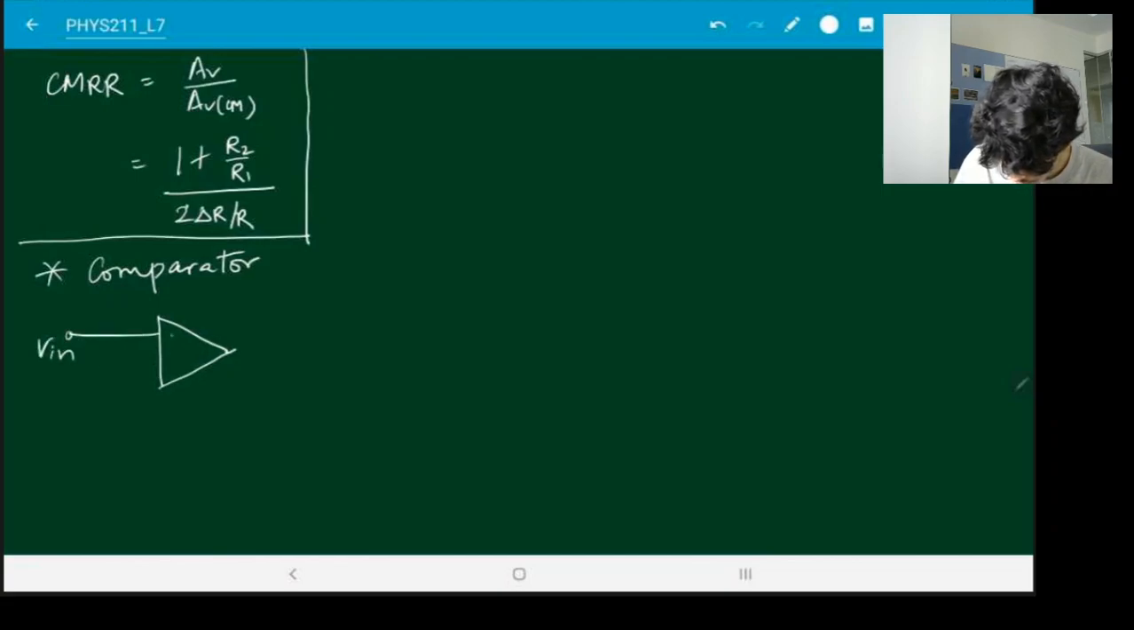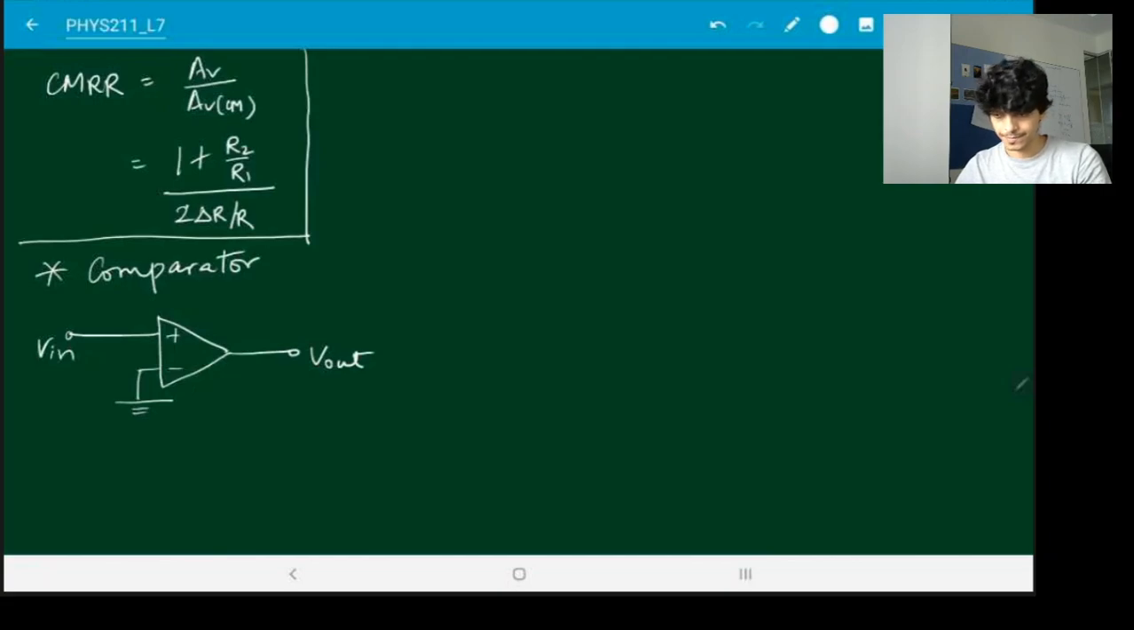So here is your input. This is ground. This is output. Finished. That is the circuit for a comparator. For this diagram, I want to highlight over here the biasing voltages that we are using.